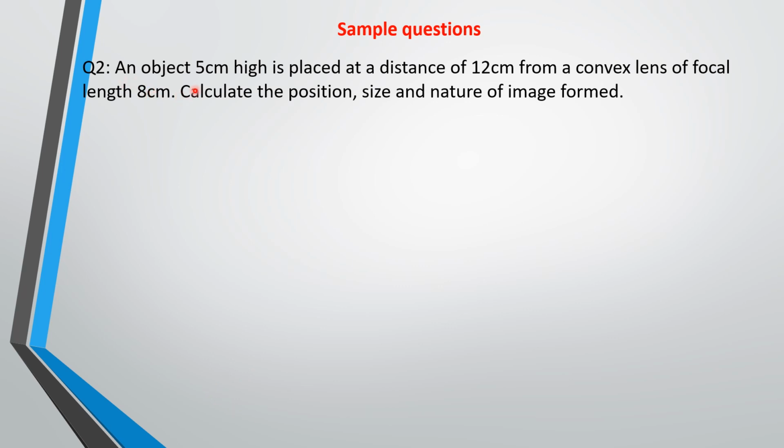So this is another question. Say an object 5 cm is placed at a distance of 20 cm from a convex lens of focal length 8 cm. Calculate the position, size and nature of image formed. So in this particular question, we are given that object height, which I represent with a small h, is 5 centimeters.